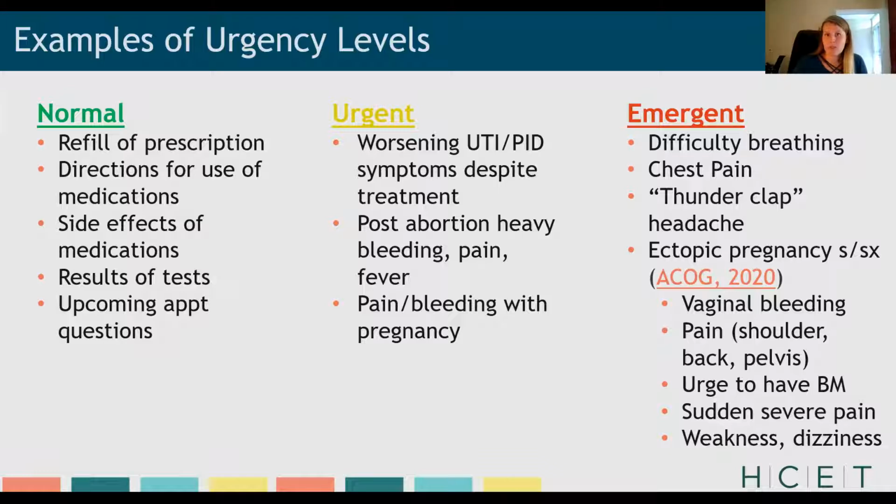Emergent situations. So anytime I have a patient calling with difficulty breathing, they're having chest pain. I put here the thunderclap headache, or I guess this is pretty specific.